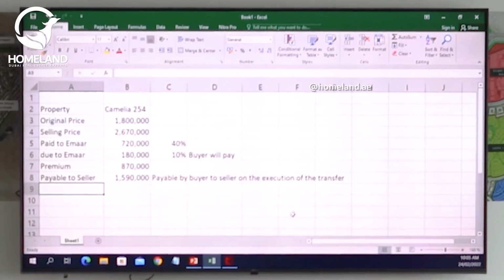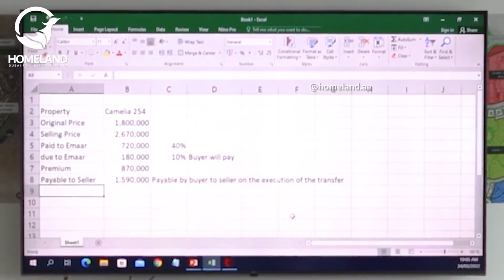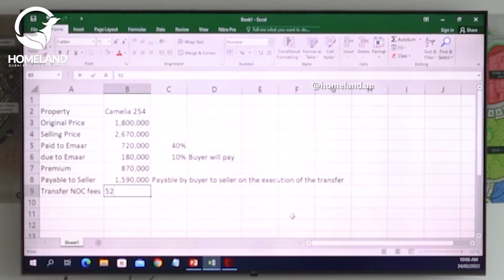Can you stop for 1 second? Payable to seller is what the buyer has to pay. What are the other payments? First, Emaar transfer NOC fees, or let's say transfer NOC fees. How much is the transfer NOC fee? 5,250. Who will pay? Buyer. To whom?